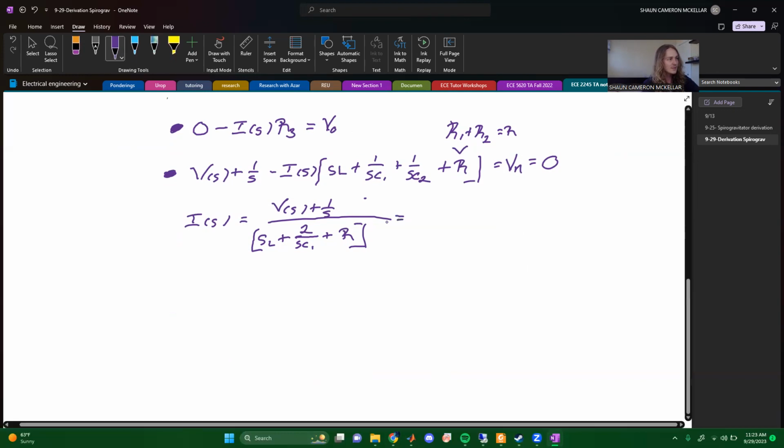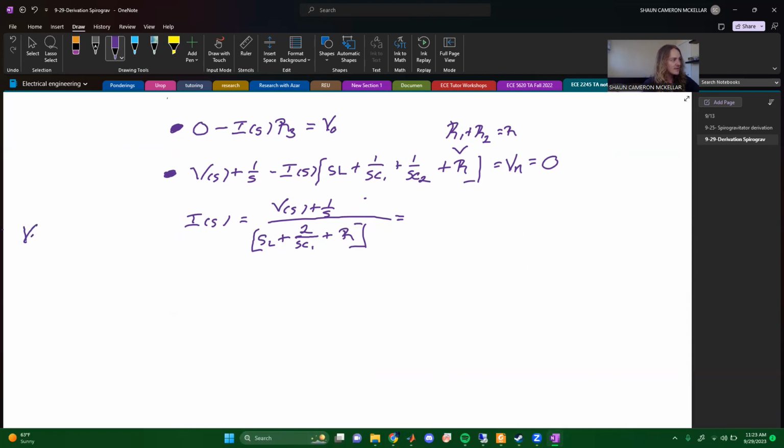So we know that this is equal to, well, let's analyze this V of S term real quick. V of S for time t equals 0 plus is going to be V at t equals 0 plus over S. And remember, it's a square wave, so it's positive 1 volts. So this numerator can be expressed as positive 1 over S plus 1 over S divided by my denominator.